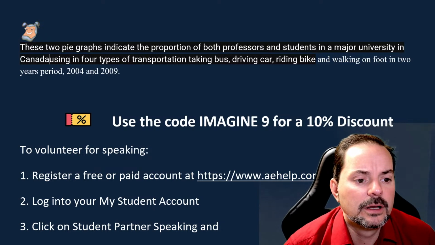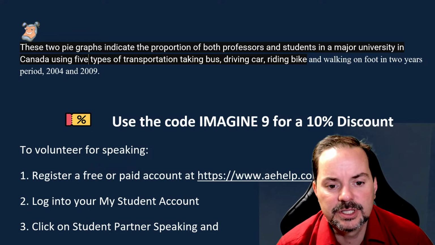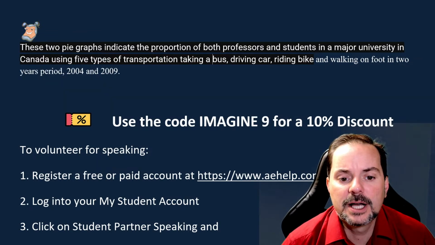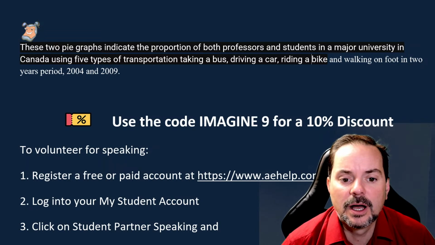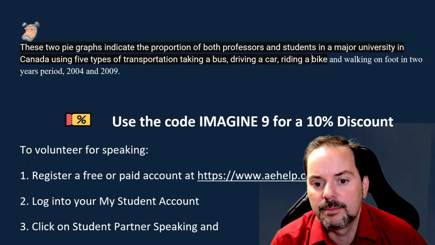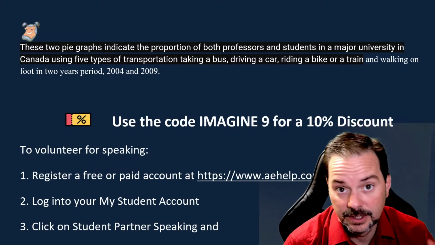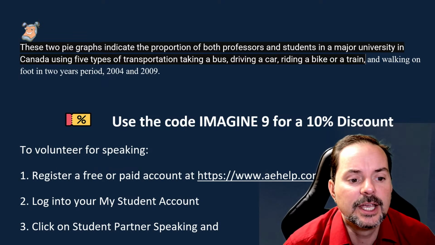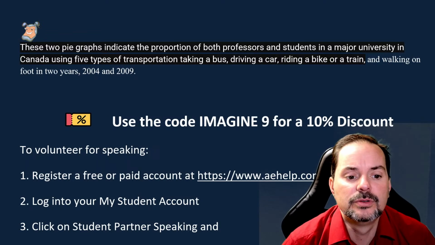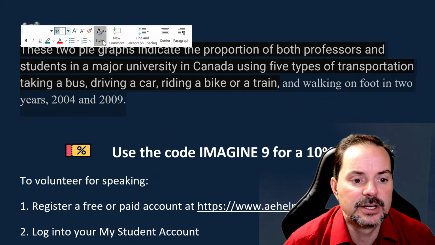Using 5 types of transportation: taking a bus, driving a car, riding a bike, and walking on foot. Which one's missing? Taking a bus, driving a car, riding a bike, or a train. Right? Because we ride the train, we ride the bike, so it's a nice use of the verb "ride" for both of those. And walking on foot in 2 years, 2004 and 2009. Now it's correct, Fuang. Now you have the correct sentence here.